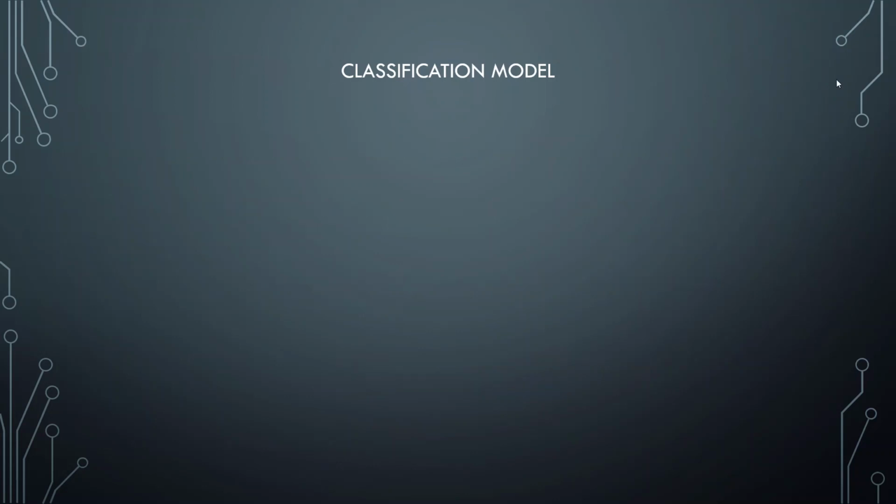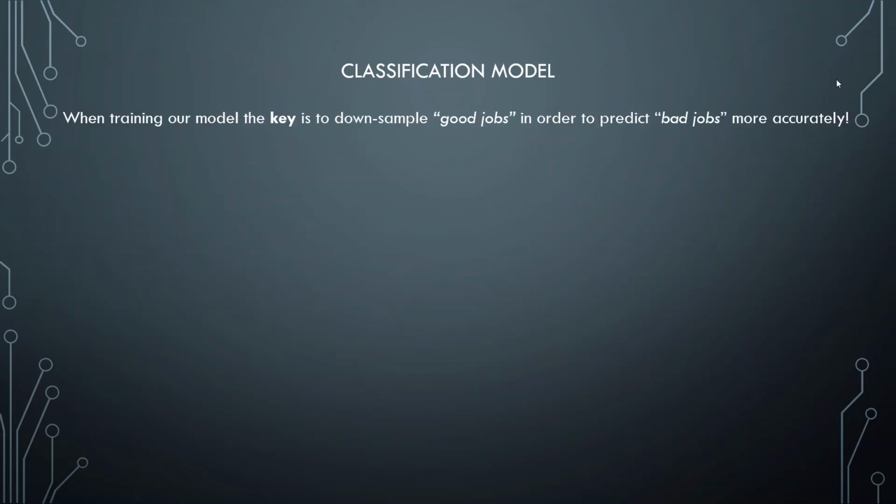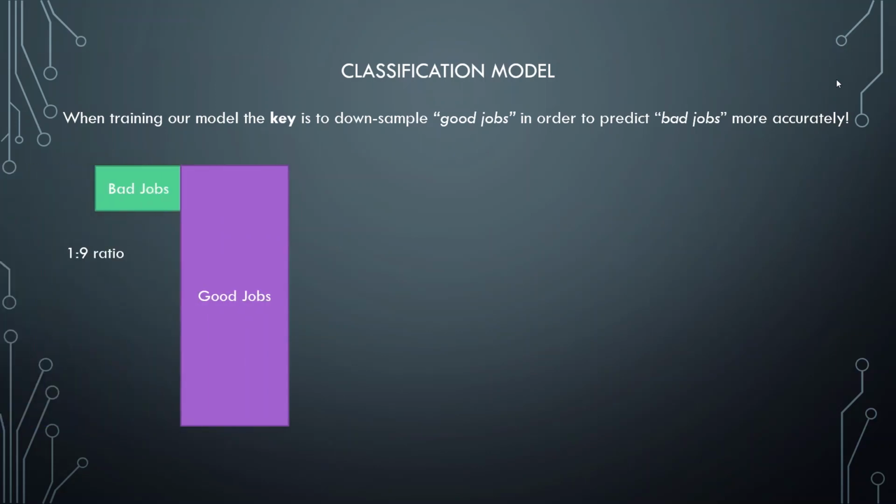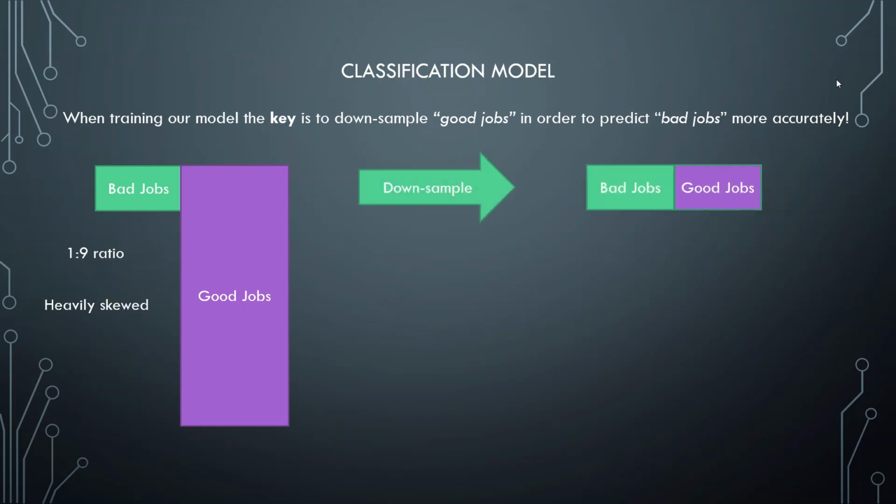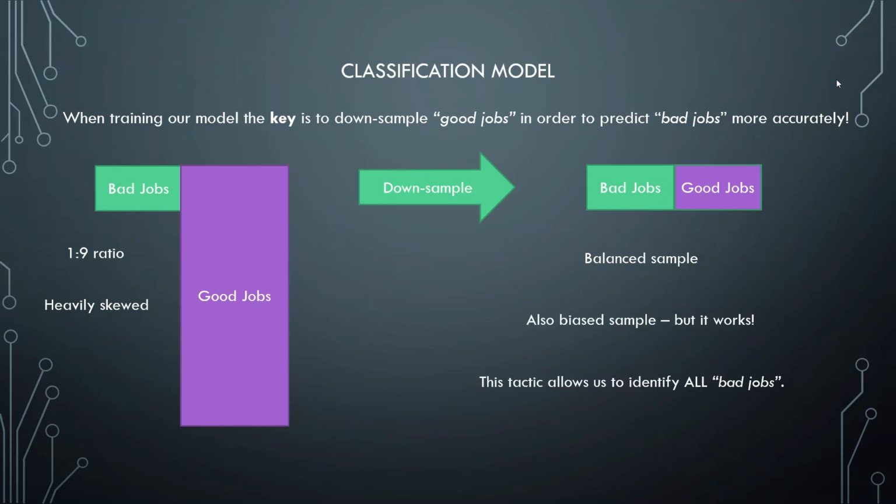When training our model, the key here is to downsample good jobs in order to predict bad jobs more accurately. Given our dataset, we have 2 categories with a 1:9 ratio. While this is a correct representation of our dataset, it is heavily skewed. As such, we perform downsampling and we create a balanced dataset. This may seem biased, but it works, and it allows us to identify all bad jobs without exception. This, of course, comes with the cost of misclassifying good jobs. This is a method heavily used in medical fields, where you cannot tolerate missing the identification of someone who is sick, even at the cost of misclassifying someone who is healthy.